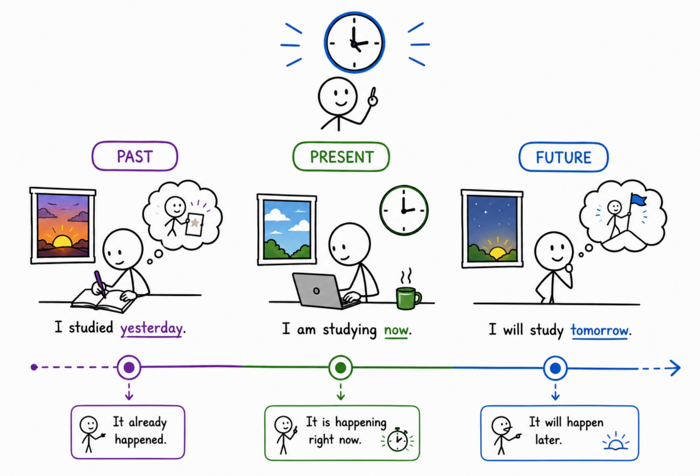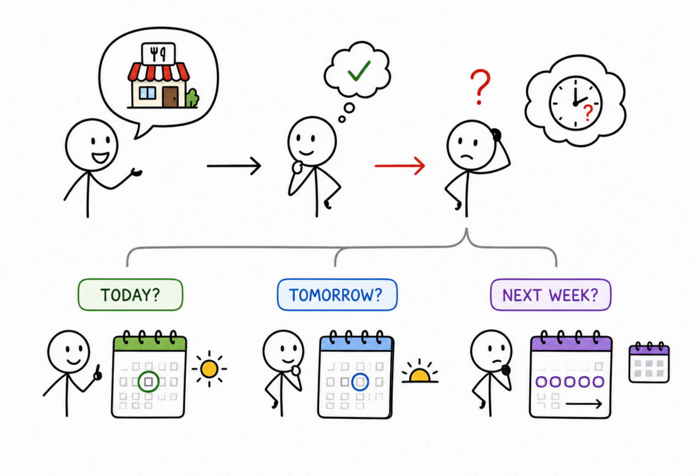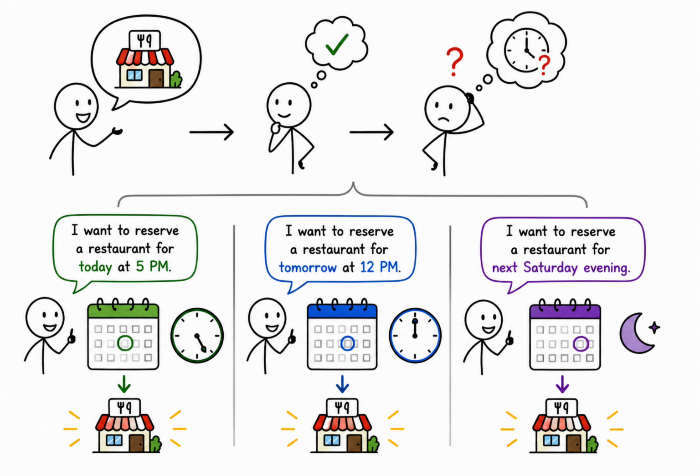The third universal rule of language is time. Time helps us understand when an action happens. Imagine I tell you, I want to reserve a restaurant. You understand what I want, but there is a problem. When do I want the reservation? Today? Tomorrow? Next week? Without time information, the message is incomplete and can easily cause confusion. Now let's make the message more precise. I want to reserve a restaurant for today at 5 p.m. I want to reserve a restaurant for tomorrow at 12 p.m. I want to reserve a restaurant for next Saturday evening. The more specific the time information is, the more accurately the listener can understand the message.